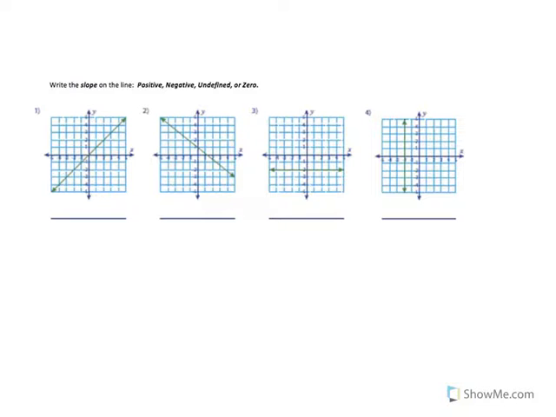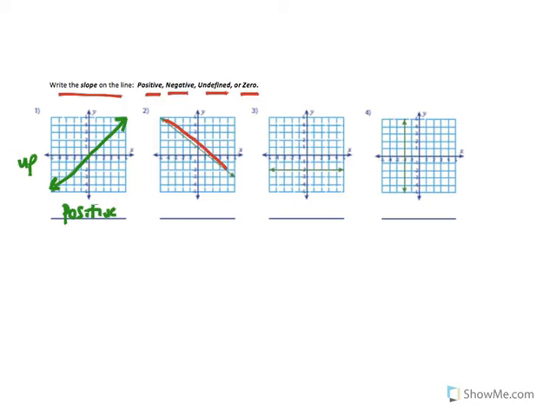On the next page, try to answer these questions. Given the graph, look at the graph, and then write the slope on the line: positive, negative, undefined, or 0. Let's do the first few examples together. Here, the line goes up. If the line goes up, we call it positive slope.